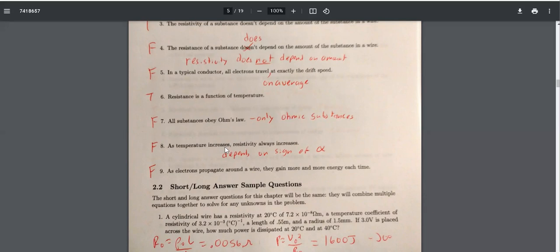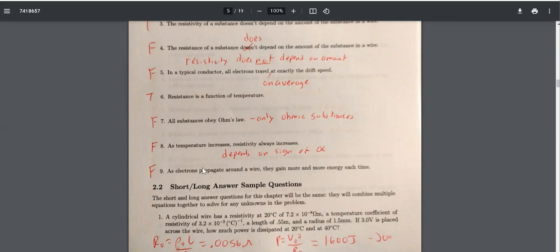Okay, as temperature increases, resistivity always increases. That is not true. It depends on what the sign of the temperature coefficient of resistivity is. In particular, for semiconductors, alpha is negative, which means as the temperature increases, the resistivity and the resistance actually decrease. So they're better conductors as the temperature increases, which is atypical for normal conductors and insulators. The resistance and the resistivity increase as temperature increases.